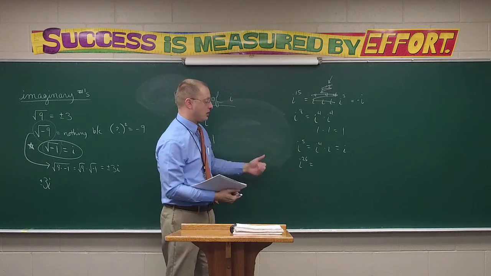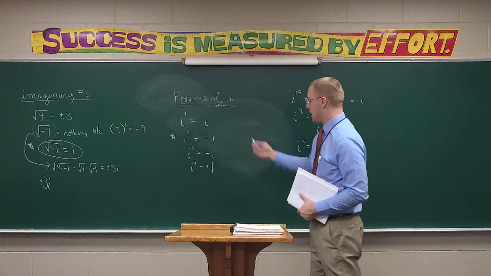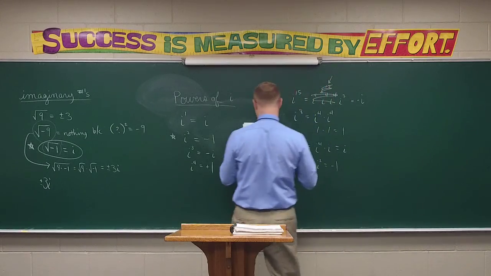Take 24 out of 26. How many i's do you have left? 2. I squared. What's i squared? Negative 1. So all bigger powers come back to that.